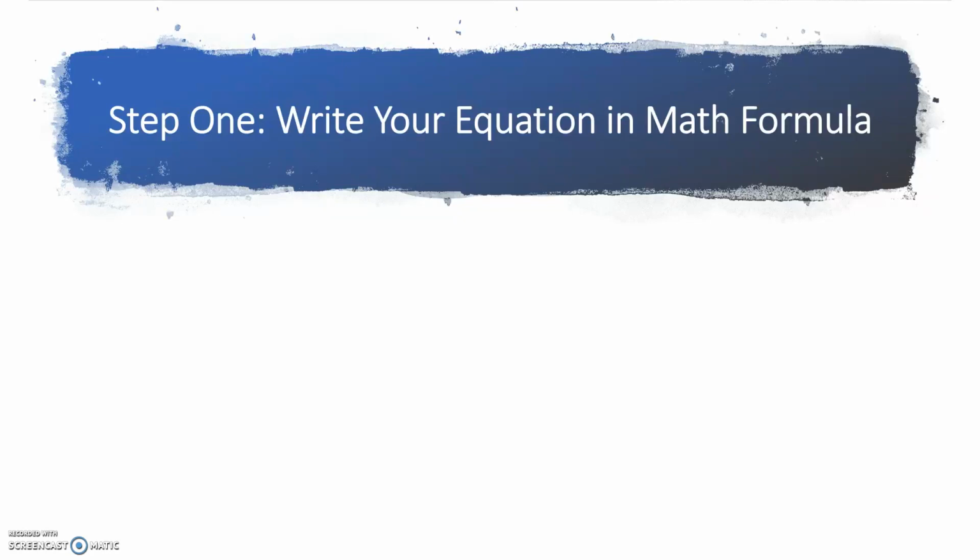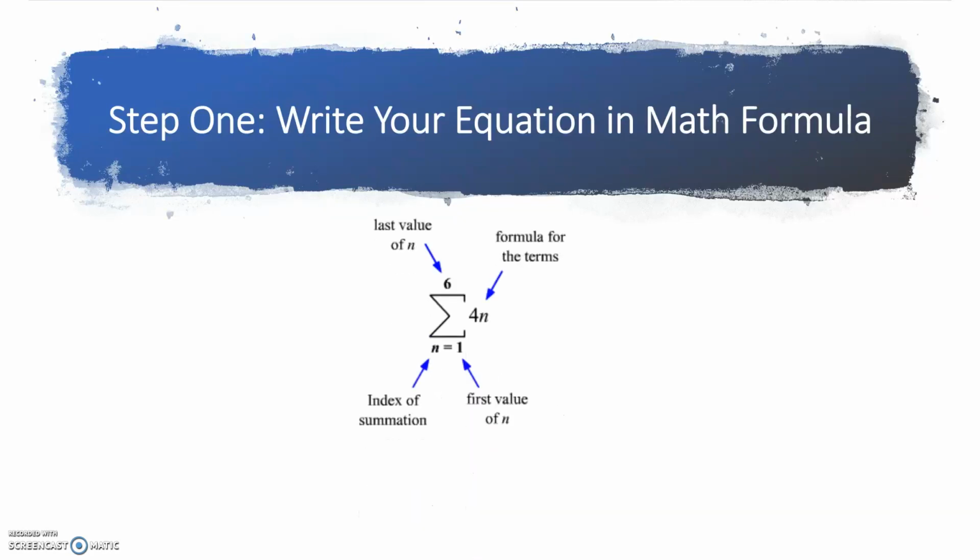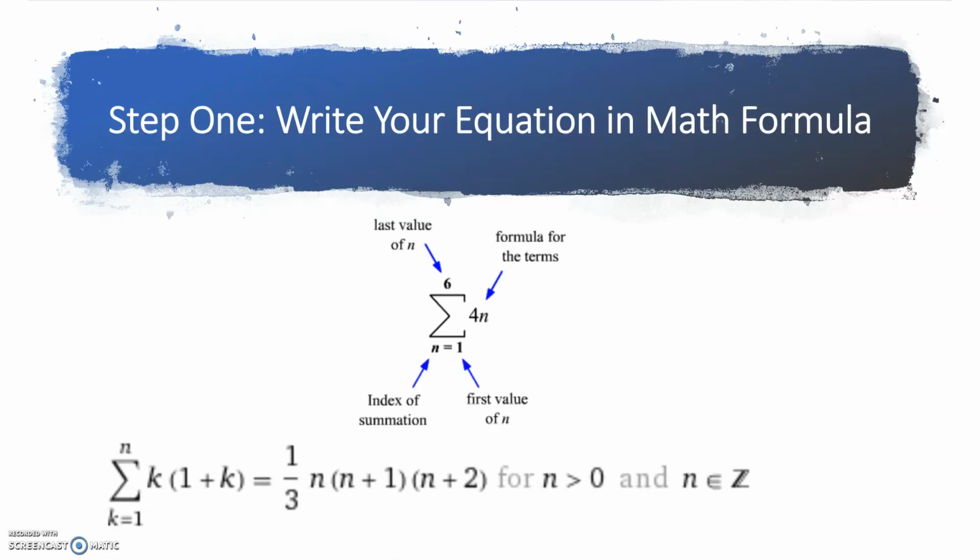Before we consider how to convert your equation, we have to introduce a new concept. This is sigma. The number above the sigma is the last value of m, and the number below the sigma is the first value of m, and the 4n is the formula for the term. Once you understand this concept, it's very straightforward to convert the formula that a professor provided to us into the math formula. This is what it looks like after we convert it.